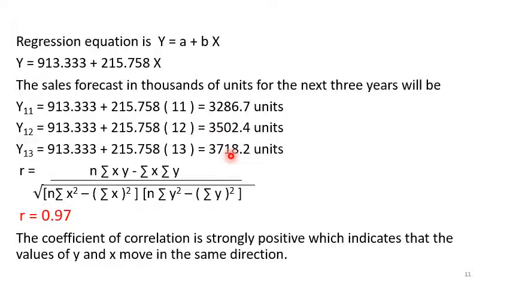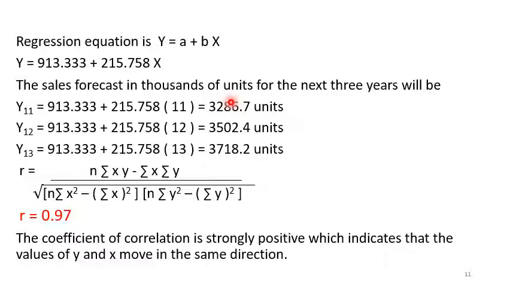3502.4, 3718.2 units. So these values are Y11, Y12, Y13. These will be the forecasts for the 11th, 12th and 13th years. So this is how we calculate the forecast for any year which we need to forecast.